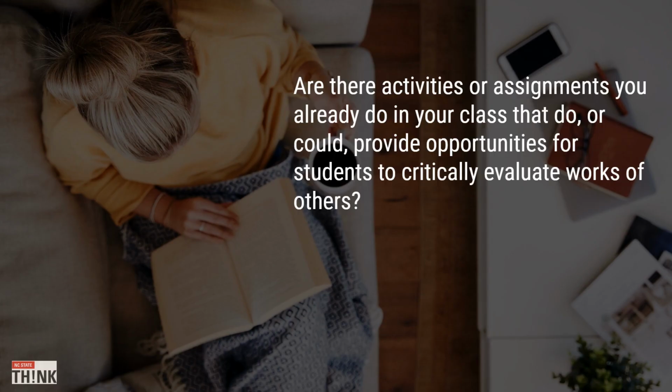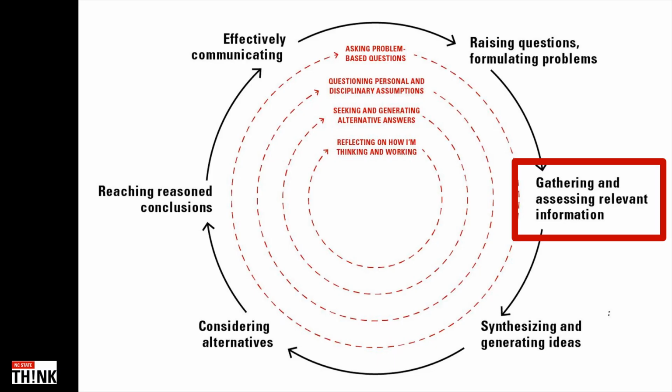Before we get started, take a moment to consider whether there are activities or assignments that already exist in your class that do or could provide opportunities for students to critically evaluate the works of others. The skill of evaluating the work of others, and especially primary sources, is present throughout the entire critical and creative thinking process. It is particularly important in the stage where students are gathering and assessing relevant information.